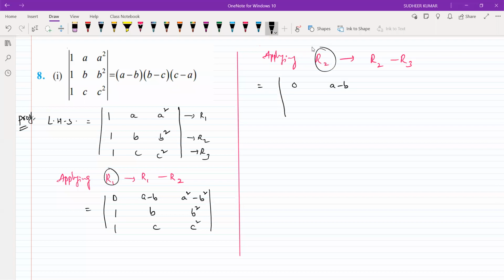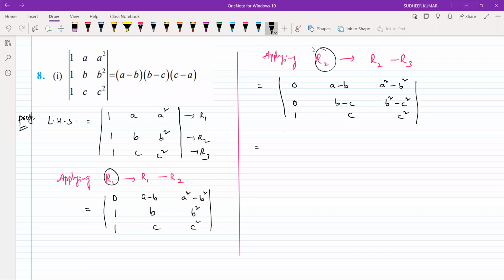R1 is 0, A minus B, A square minus B square. Next, R2 minus R3: 0, then B minus C, B minus C, B square minus C square. And R3 remains the same: 1, C, C square.